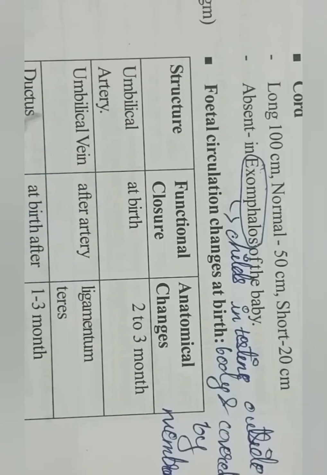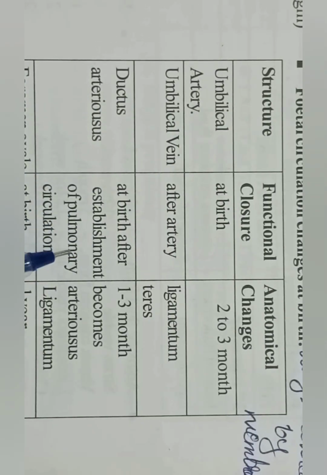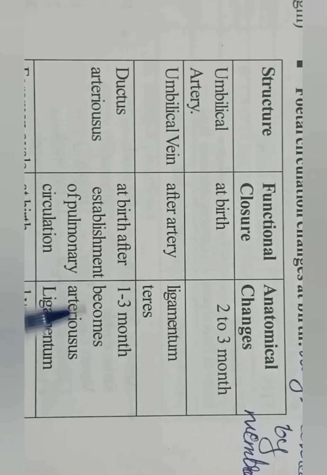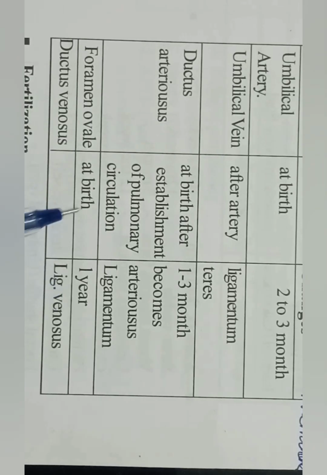Soon after the artery closes, the umbilical vein function also closes, and the anatomical change occurs as ligamentum teres. Next, ductus arteriosus. At birth, after establishment of pulmonary circulation, in 1 to 3 months it becomes ligamentum arteriosum. Then foramen ovale: function closes at birth and anatomical changes at 1 year. Then ductus venosus, ligamentum venosum.